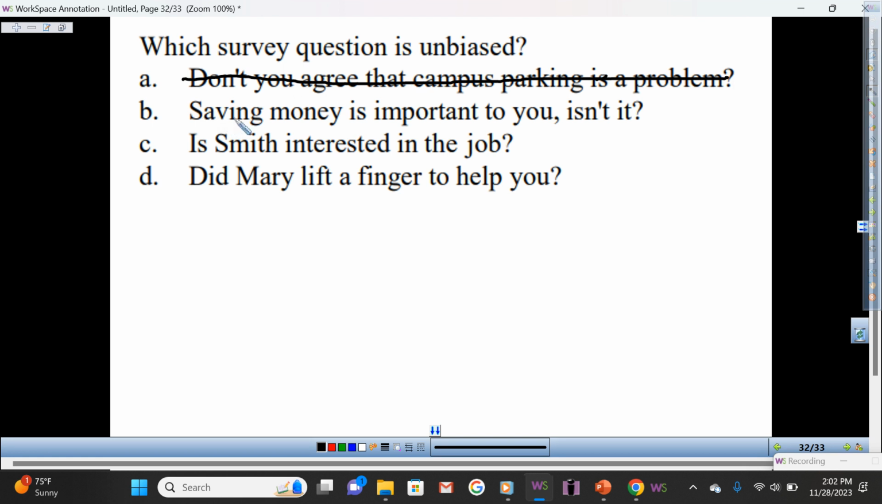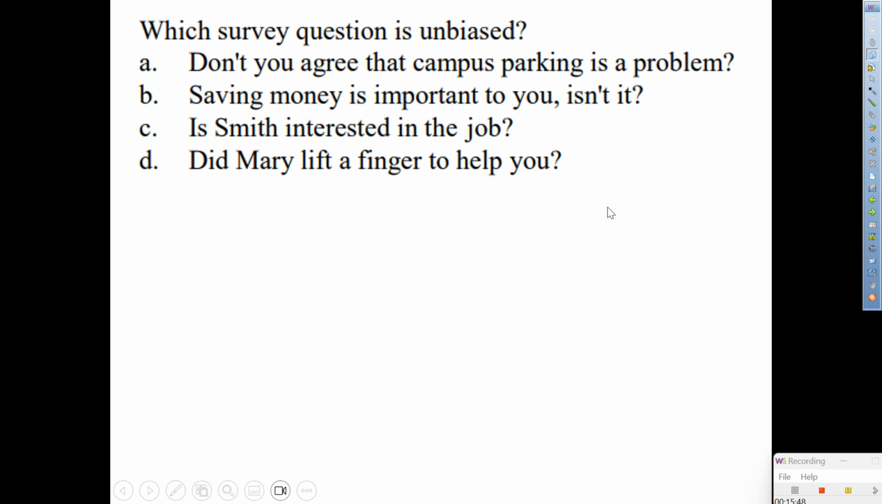Saving money is important to you, isn't it? They're trying to have you save money, so that one's discarded. Is Smith interested in the job? Or did Mary lift a finger to help? Whoa, major passive aggressive. Answer, C. Hands if you got C. All right, I see. Let's move on to the next one.